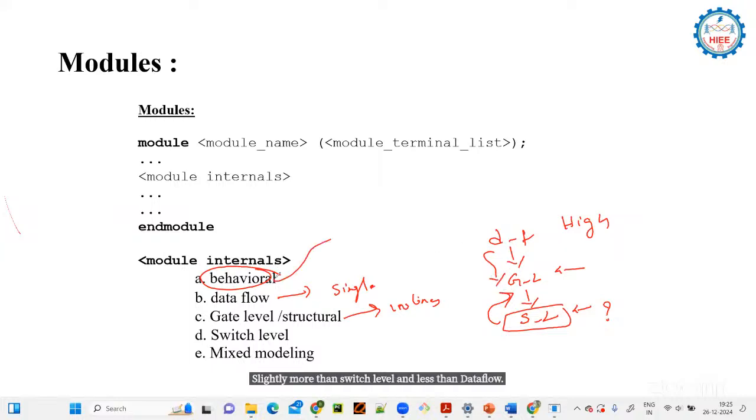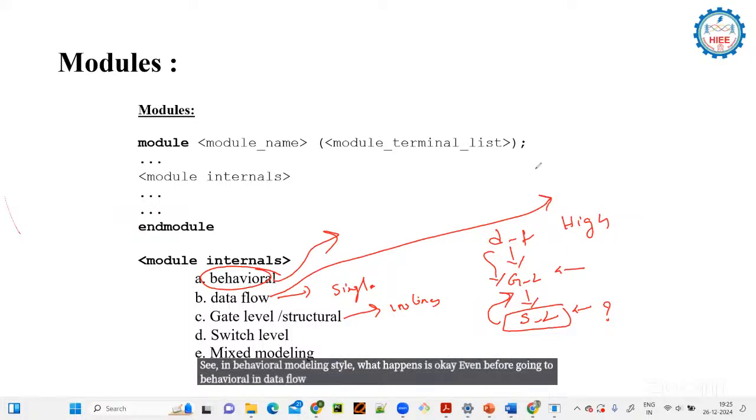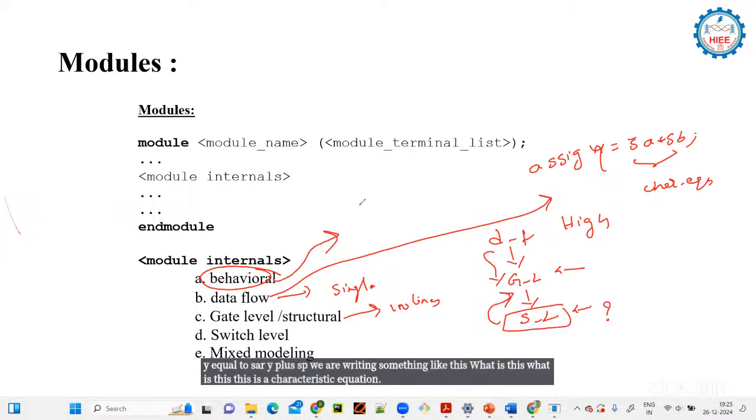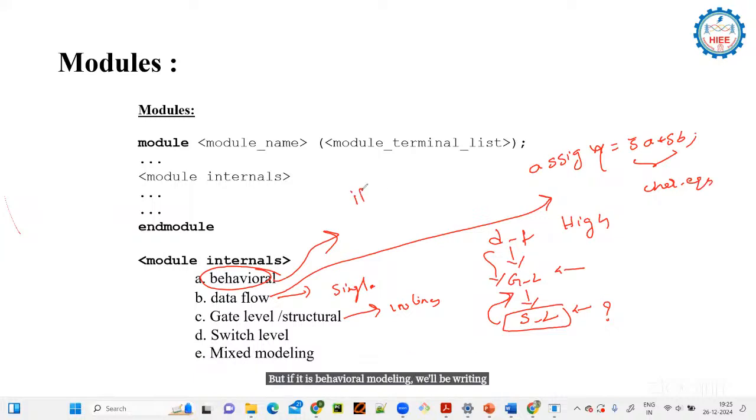and less than data flow. What about behavioral? Even before going to behavioral, in data flow, what we are writing is something like this: assign y equal to s bar a plus s b. What is this? This is a characteristic equation. But if it is behavioral modeling, we will be writing something like this: if s equal to 0, y equal to a, else y equal to b.